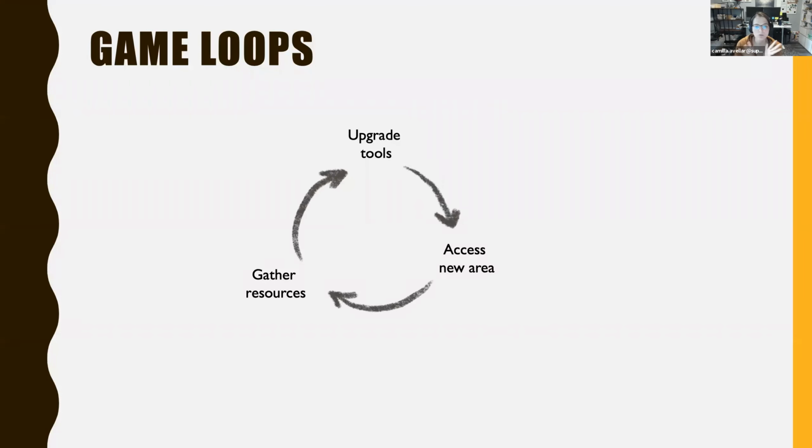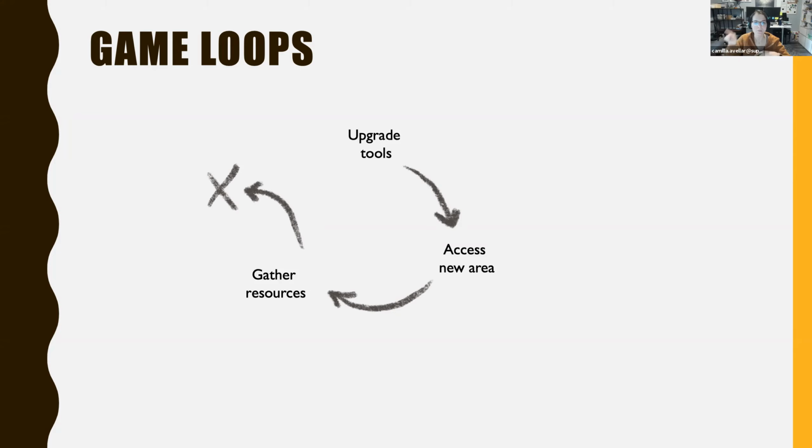The thing about game loops is that they usually feed into themselves. They repeat. For example, here, you upgrade your tools in order to access a new area, and in this new area, you gather resources, and you gather these resources in order to upgrade your tools. So let's say that at some point you can't upgrade your tools anymore. They're maxed out. There's nothing you can do anymore. So basically, the player has no motivation to gather resources anymore. Why would they? There's no place to put those resources.